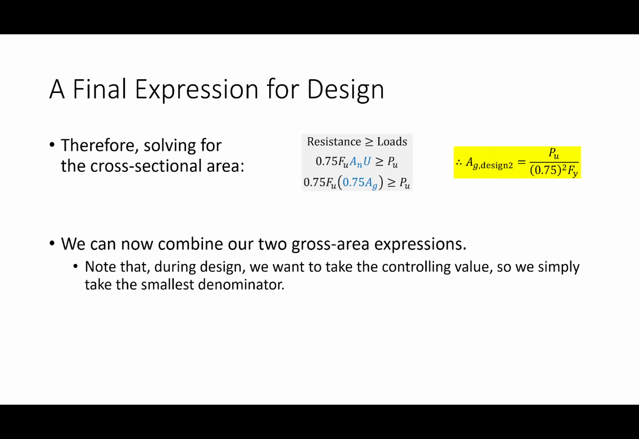So now what we're going to do is combine these two gross area expressions. Okay? So let me show you how we're going to do that. Let's assume that we computed this and this. Okay? If you're picking members, if you had a gross area design 1 and a gross area design 2, which value would you use as your North Star for picking a member? The smaller one or the bigger one?